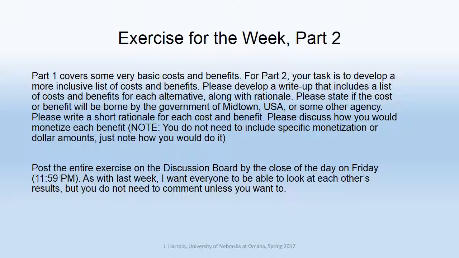And in this step, what I'd like you to do is spend some time listing costs and benefits for each one of the two options. What you don't have to do in this step is actually monetize the costs and benefits. So what I'd like you to do is provide a list of costs and benefits in a bullet, point by point. And then with each cost and each benefit, I'd like you to include a short rationale of why you came up with that as a cost or benefit, and who's bearing that cost or benefit.